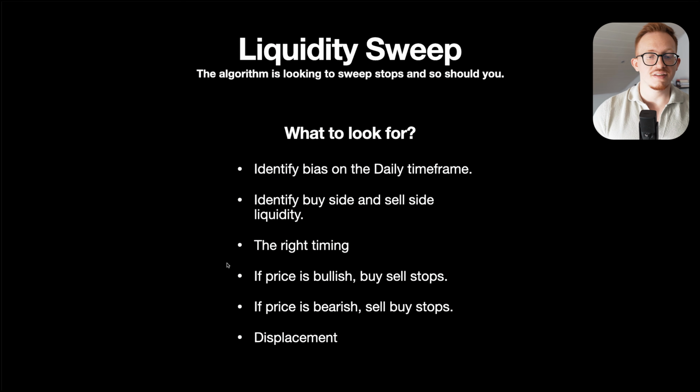You want to think, okay, where are people buying? Where are people selling? If they are doing that, where are they putting their stop losses? What are we going to look for? We are going to identify bias on the daily time frame. After that, we're going to identify the buy and the sell side liquidity that is within that range. We are going to use the right timing. If price is bullish, we are going to buy the sell stops. If price is bearish, we are going to sell the buy stops, and we want to see displacement.